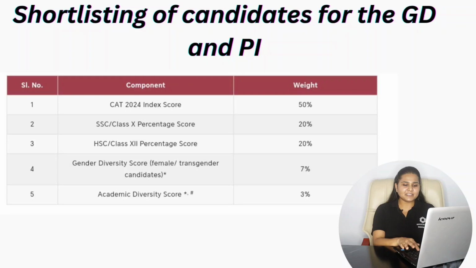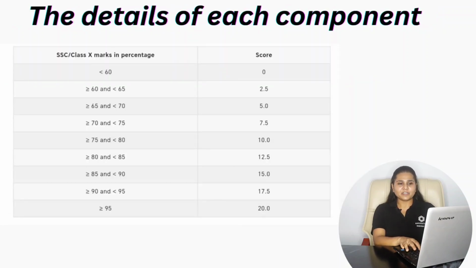So here if we consider the score calculation for the personal interview round, 50% weightage is given for your CAT 2024 index score, then 20% weightage is given for your class 10th marks, 20% for the class 12th marks, 7% for the gender diversity and 3% for the academic diversity. And on this basis, the score will be calculated, and then you will receive the call for the personal interview and group discussion round.